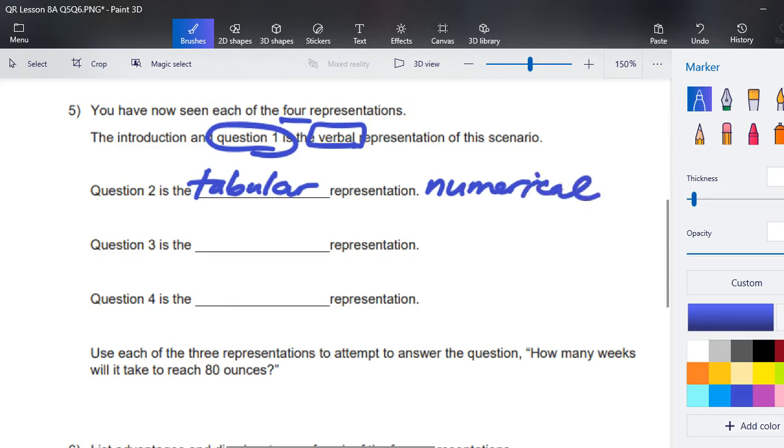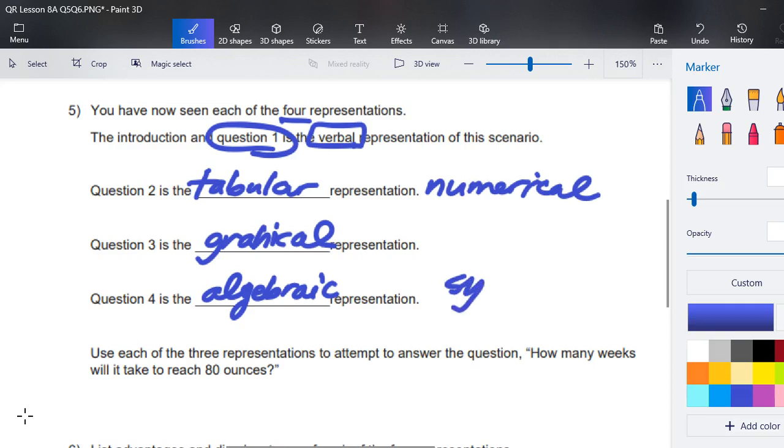Numerical. Question 3, when you look back at question 3, that was where we drew the graph. So we'll call this one the graphical representation. And then finally, question 4, it is the algebraic representation, or you might even want to say it's the symbolic, because we used a lot of symbols.